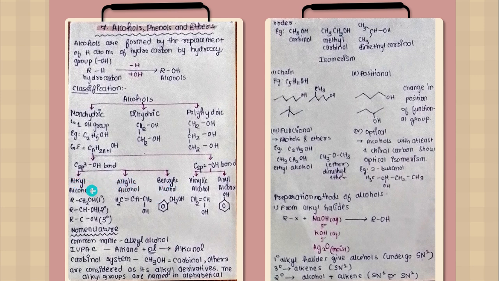Coming to alkyl alcohol, when we have an alkyl group attached with our alcoholic group, it is known as alkyl alcohol. For example, the primary alkyl alcohol has a general formula of RCH2OH, while the secondary alcohol has a general formula of RCHOH, while the tertiary alcohol has general formula of RCOH.